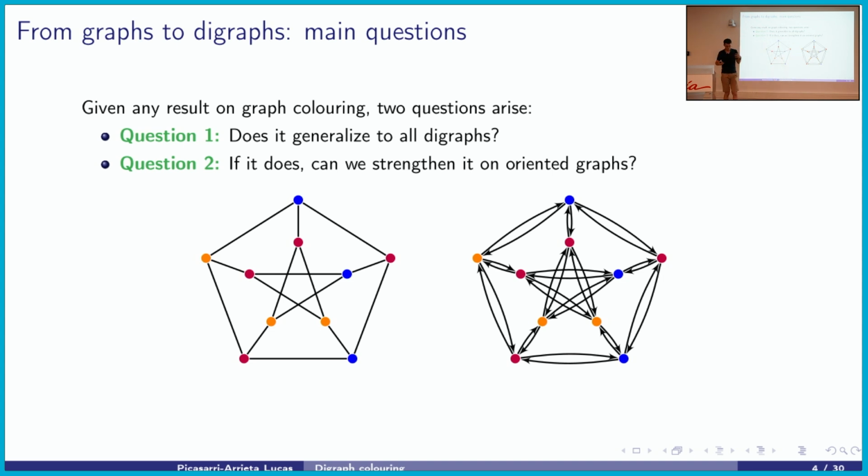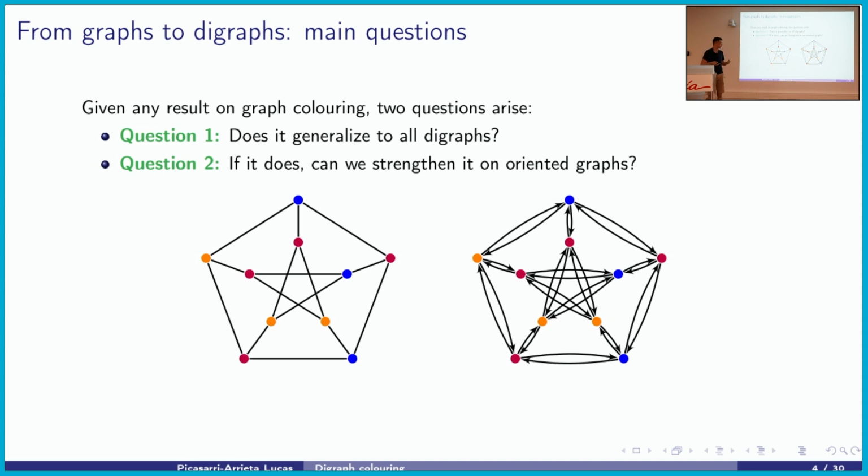And then 2 questions naturally arise. The first one is: is this result on bidirected graphs true not only for bidirected graphs, but for all digraphs? So can we generalize it to all digraphs or not? And if we can, can we strengthen it on a disjoint class of digraphs? And usually we look at oriented graphs, which are the digon-free digraphs, so digraphs without any digon. And these were the 2 main questions I considered during my thesis.